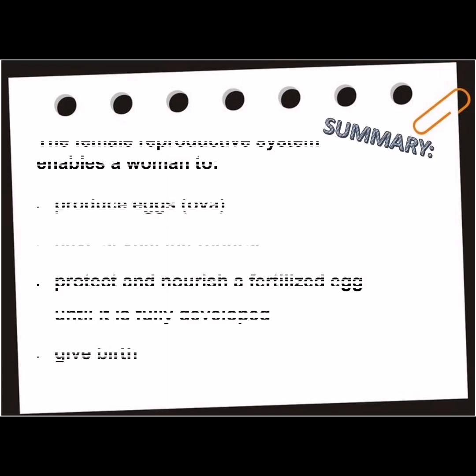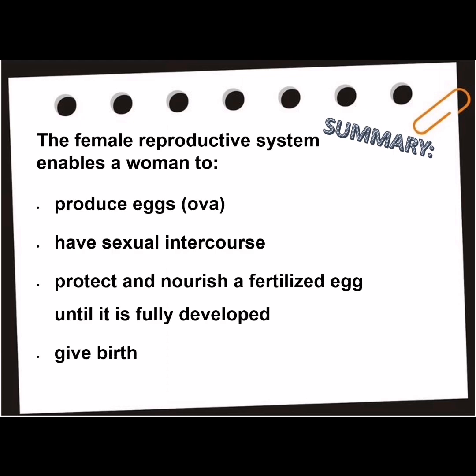Now, it's time for us to summarize what you have learned. The female reproductive system enables a woman to produce eggs or ova. It also enables them to have sexual intercourse. It protects and nourishes a fertilized egg until it is fully developed. And it allows women to give birth.